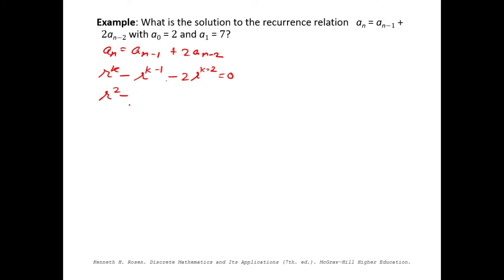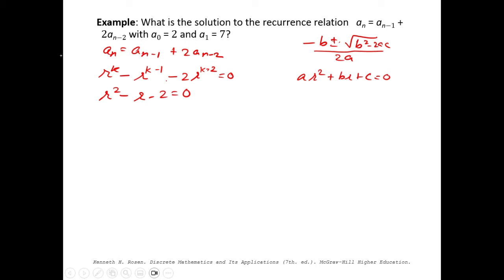r square minus 1r minus 2 equal to 0. So, solving this further, we'll get the roots as r1 equal to 2 and r2 equal to minus 1. Now, the typical solution for distinct roots is given by an is equal to alpha 1 r1 raised to n plus alpha 2 r2 raised to n.